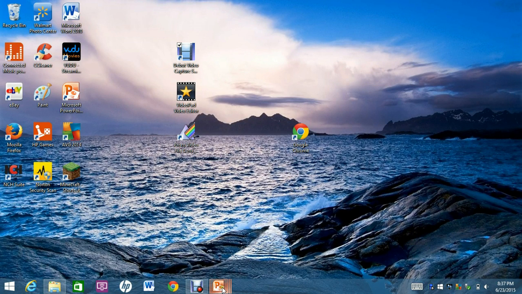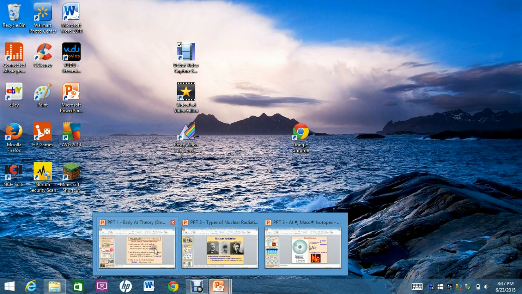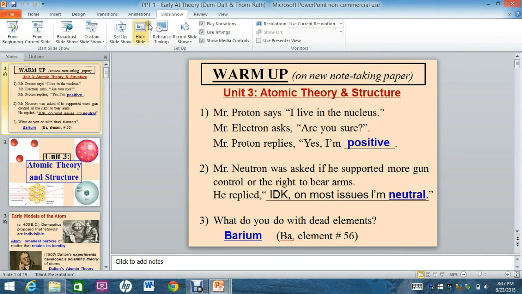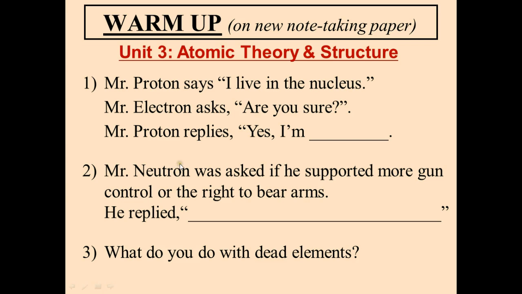Oh, hello, this is Miraj Patel, and today we're going to start Unit 2, and Unit 2 is all about atomic theory. And so today we're going to be specifically talking about the atomic theory and structure.